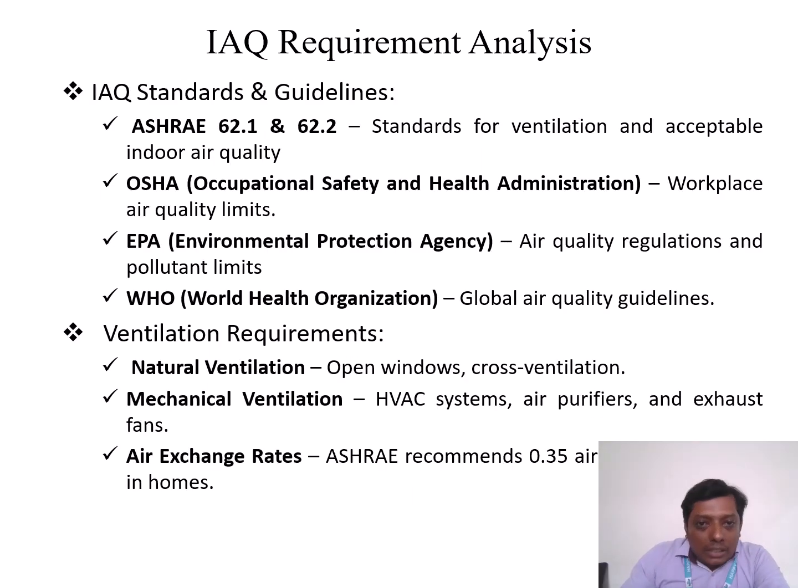Then IAQ standards and guidelines. ASHRAE 62.1 and 62.2. These are standards for ventilation and acceptable indoor air quality. Occupational Safety and Health Administration, OSHA, Workplace Air Quality Limits. EPA is nothing but Environmental Protection Agency, Air Quality Regulation and Pollutant Limits. WHO is a very important one, World Health Organization. This is for global air quality guidelines.